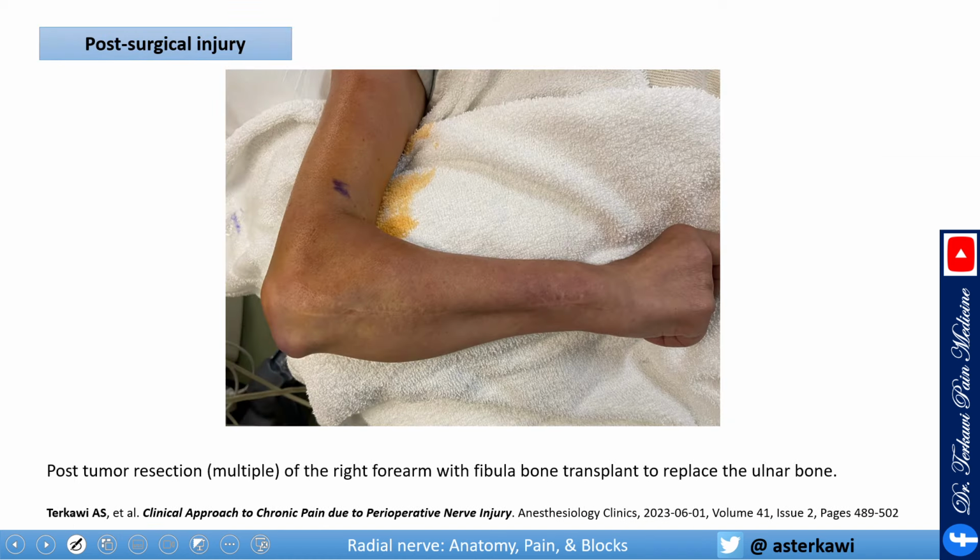So this is an example of a post-surgical injury. You know, as a chronic pain physician, we get these patients referred to you. So this specific patient had a posterior tumor resection from the elbow region, from the radius, radial bone, and eventually had a flap from the fibula. So multiple surgeries and ended up with radial nerve irritation.